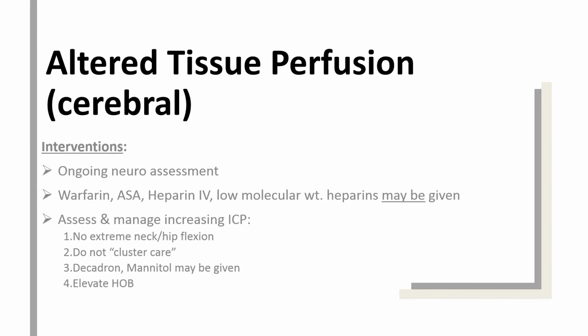We elevate the head of the bed at least 30 degrees to help drainage. We avoid neck flexion, which increases intracranial pressure. We avoid hip flexion, which will increase intrathoracic pressure, making intracranial pressure difficult to control. Although we try to cluster care for most clients, these clients we do not want to cluster care. It's contraindicated because too much activity at one time can increase intracranial pressure.